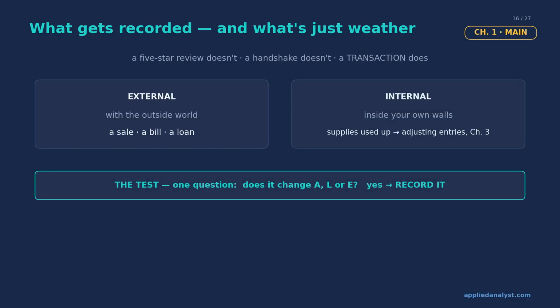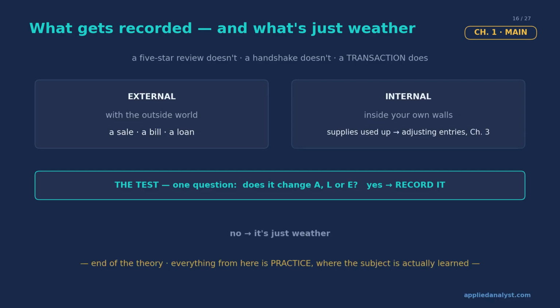Chapter 3's job. The test is one question. Does the event change assets, liabilities, or equity? If yes, record it. If no, it's just weather. That's the end of the theory. Everything from here is practice, where the subject is actually learned.